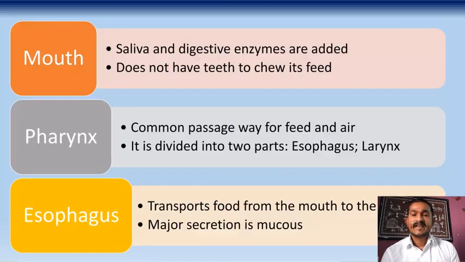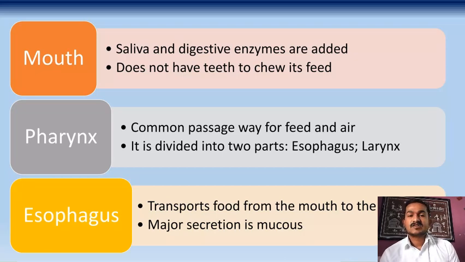Clear? Now next, in detail about the mouth. Saliva and digestive enzymes are added; the bird does not have teeth to chew its food. Understand? The mouth is modified into a horny beak, and teeth are totally absent. Now inside the mouth there is a salivary gland, and saliva is added, which is essential for the digestion of carbohydrates. Clear? Okay.